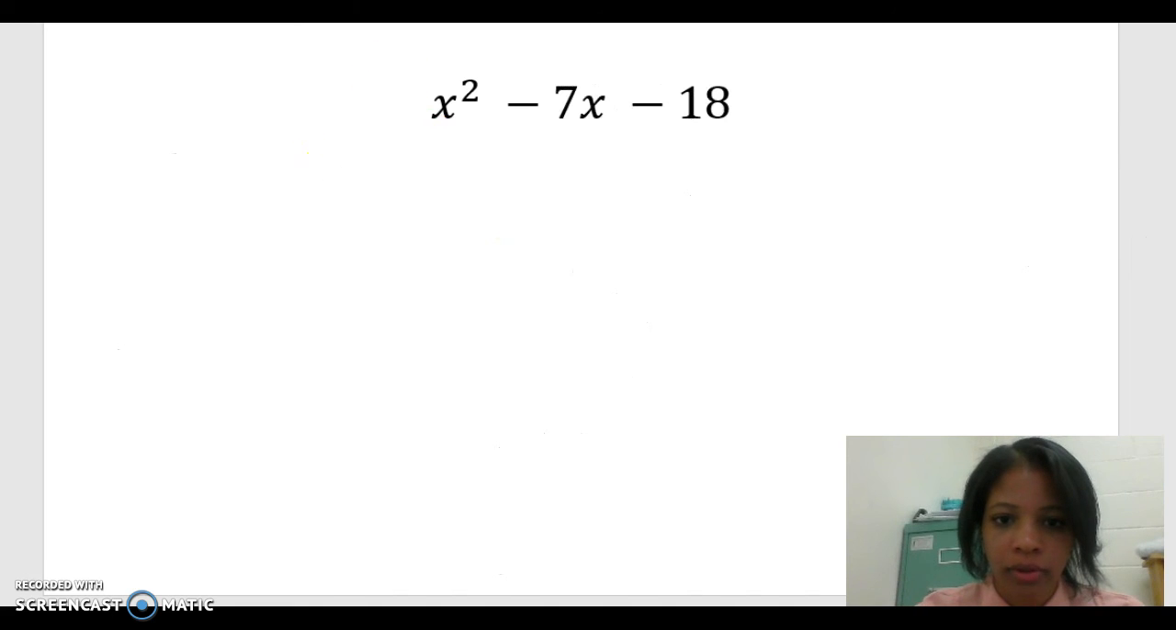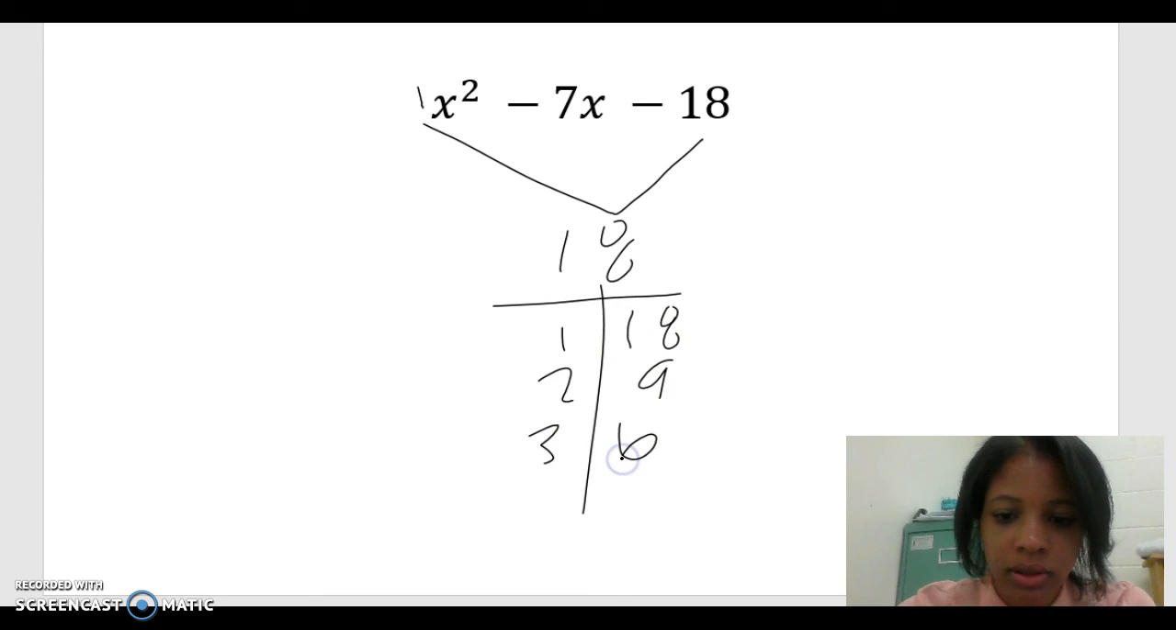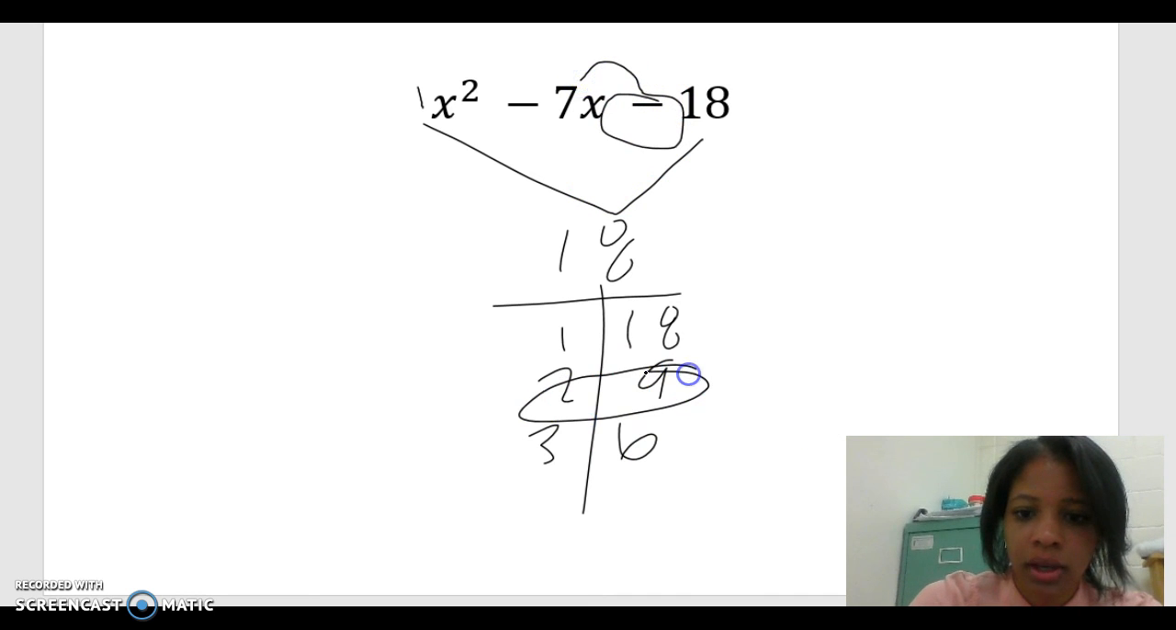My bad. Okay, so I'm multiplying my first two together. So it's like there's a 1 there. So 1 times 18 is going to be 18. So now I'm finding my factors of 18. So that's 1 and 18, 2 and 9, 3 and 6, right? So now I need my pair of factors that's going to subtract to give me 7. That's going to be 2 and 9.